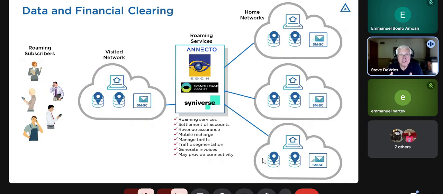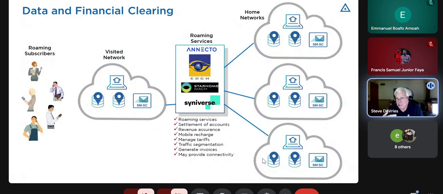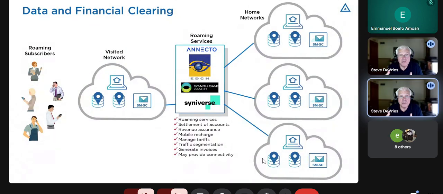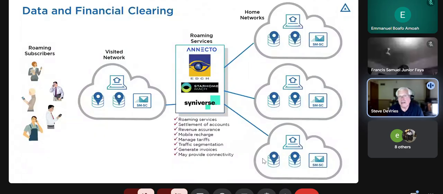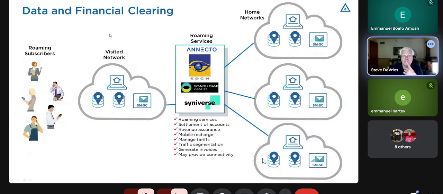Because to roam, it takes more than a technical communication. Technically, you have to be talking to each other. So there has to be signaling, there has to be the technology there to do that. But there's also this side of it where there are the clearinghouses. So there are companies that provide that type of service. So roaming needs roaming agreements between two companies. You also need to hook up technically with each other, but you also need financial and data clearing.